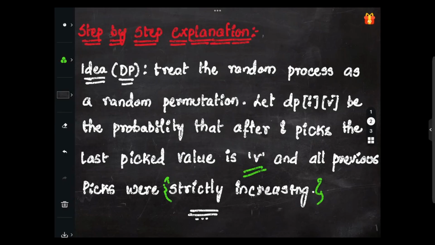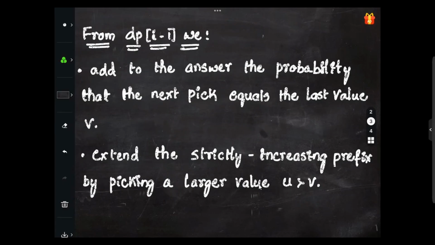So let dp of i, v be the probability that after i picks the last pick value is v and all the previous picks were strictly increasing. That we have to maintain. This is fine. Now from dp of i minus 1, we have to add to the answer the probability that the next pick is equivalent to the last value v, right? Let's see the same thing further within the code.